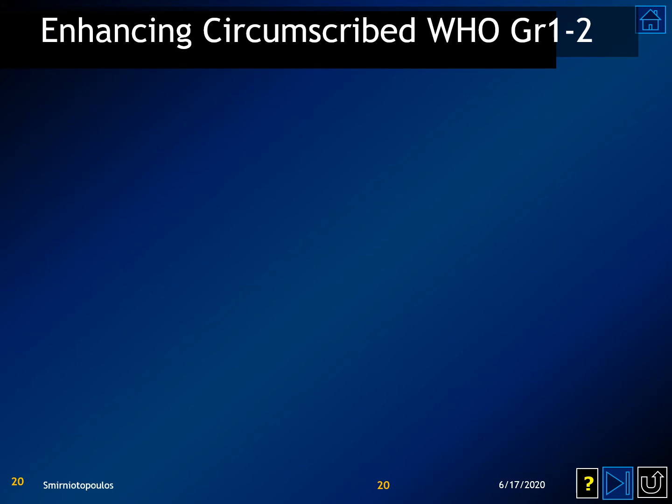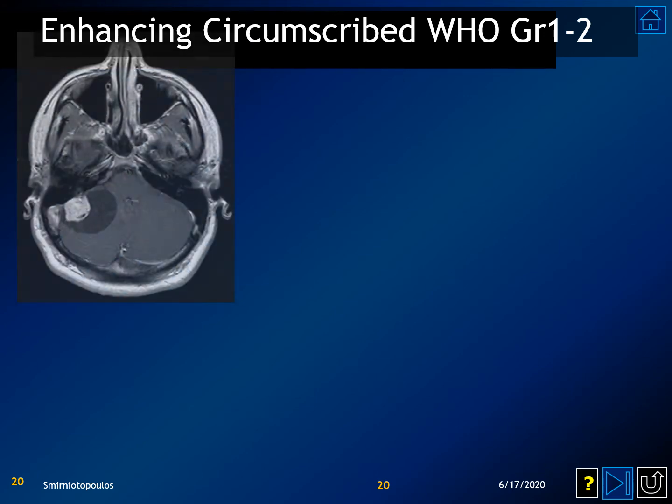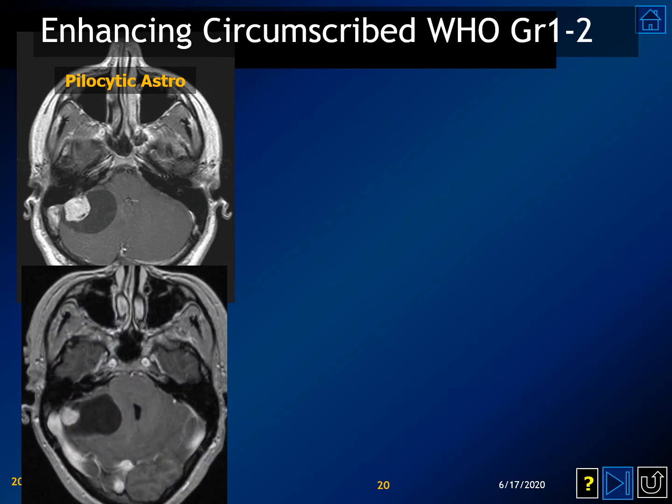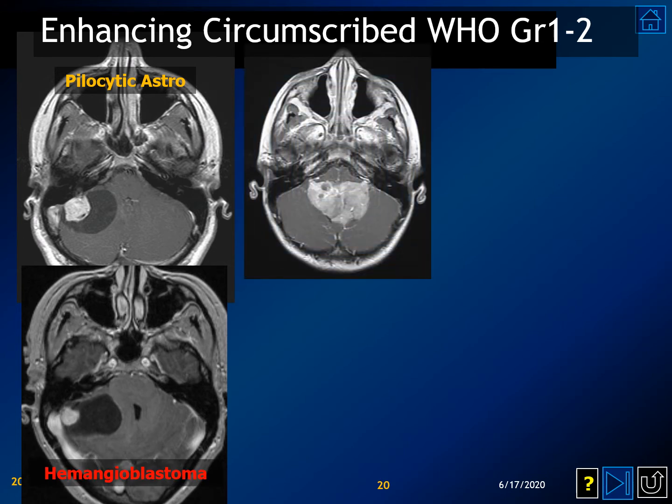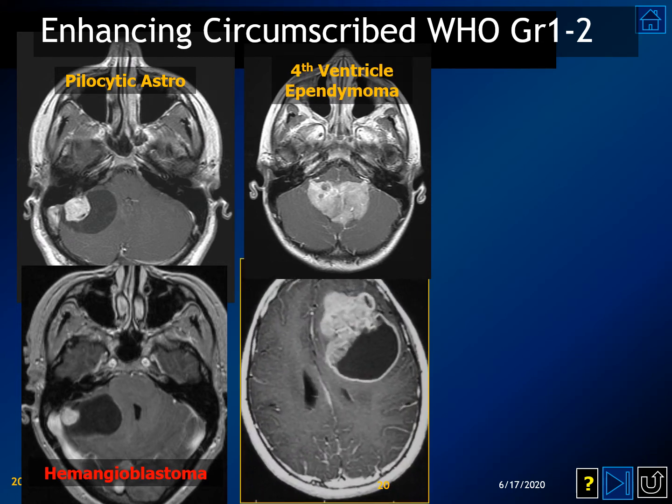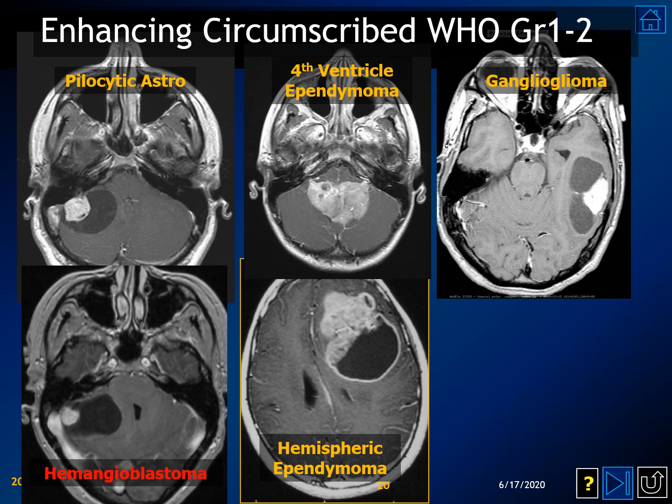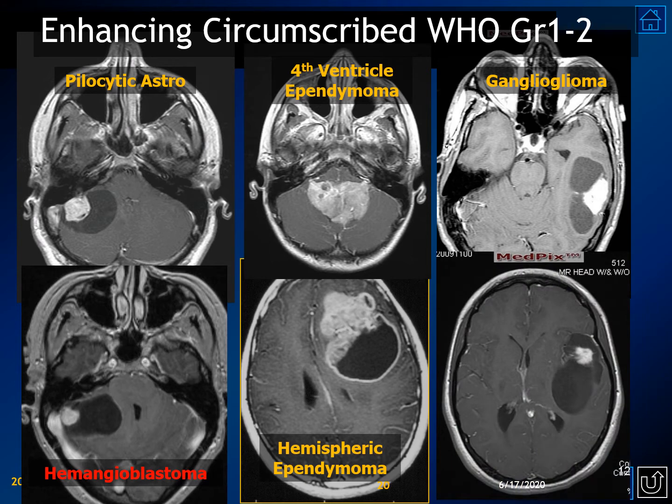Let's look at some of the circumscribed WHO grade 1 or grade 2 lesions. The most common example we're familiar with is the pilocytic astrocytoma of the cerebellum. In an adult patient in the same location with a similar morphology is the hemangioblastoma, which is not a glioma. Ependymomas within the ventricle are well demarcated and circumscribed, and also the extraventricular hemispheric ependymoma is a circumscribed glioma. The ganglioglioma of the temporal lobe and the cerebral hemispheric pleomorphic xanthoastrocytoma are other examples of circumscribed lesions.